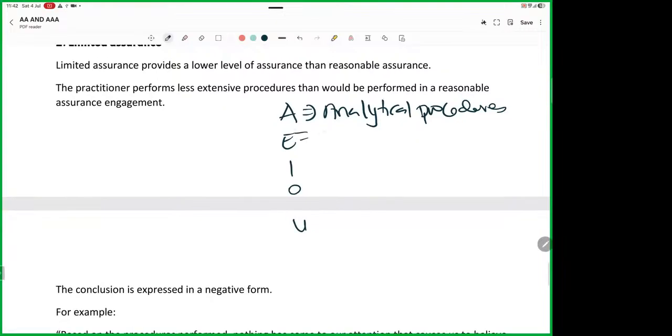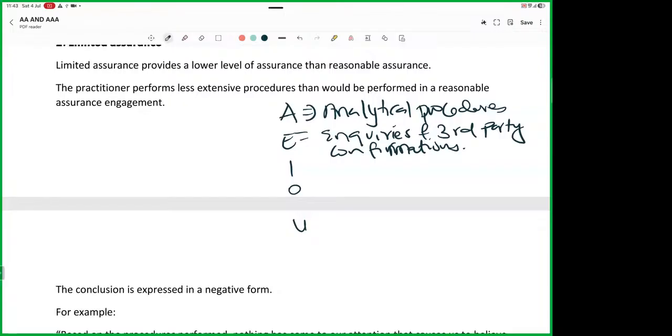In this case here is the inquiries and the third-party confirmations. Inquiries and third-party confirmations.